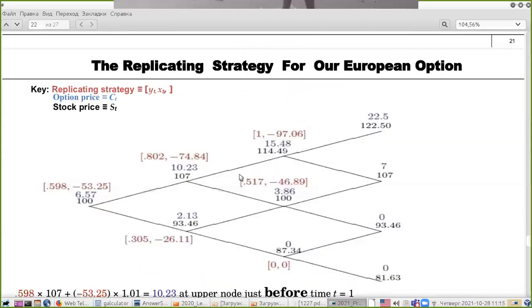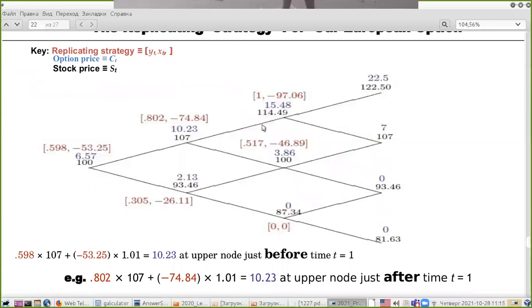And if we have done all of this, then at the initial moment of time we have this initial portfolio, and if we find the initial value of the portfolio, it will be the option price, the fair option price. And we can check that it is really true.